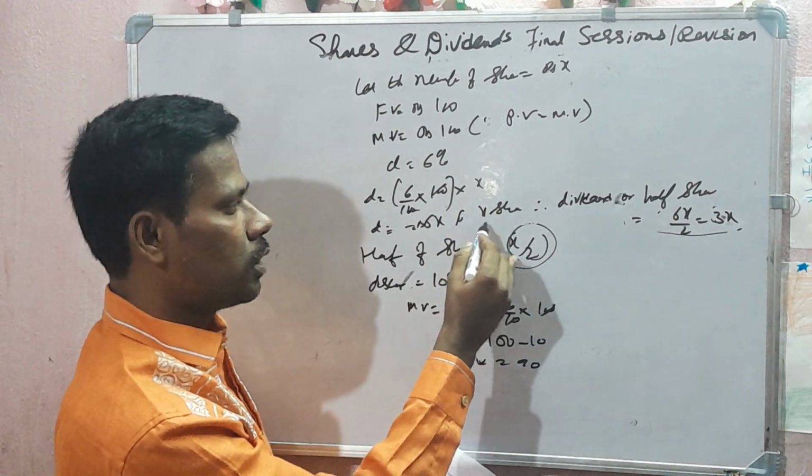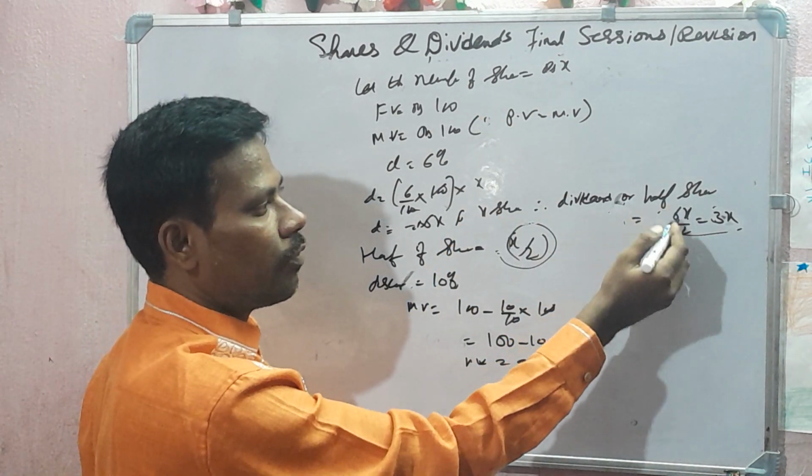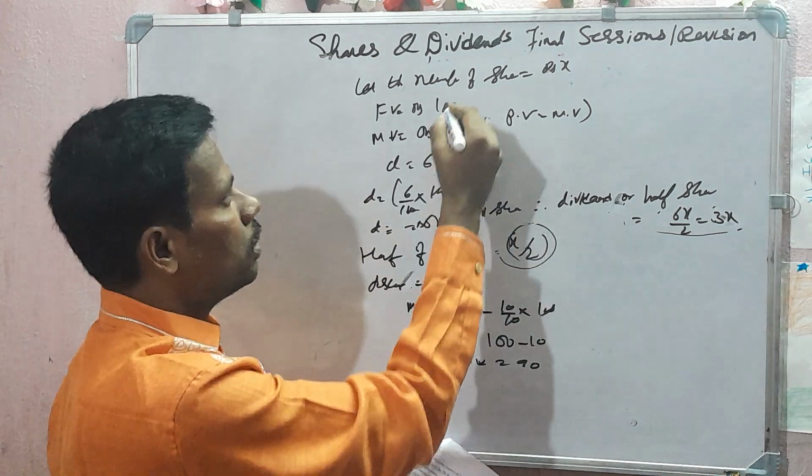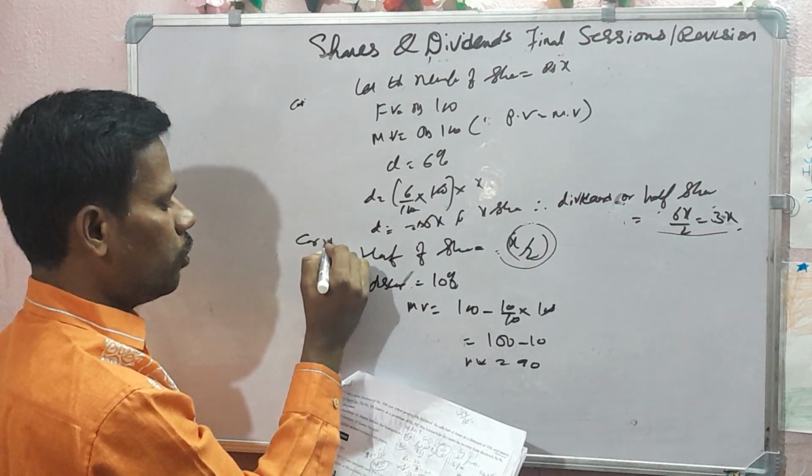Dividend is 6x for x shares. X shares means complete x shares. Dividend on half of shares is 3x by 2. This is case 1. Now case 2 is this one.